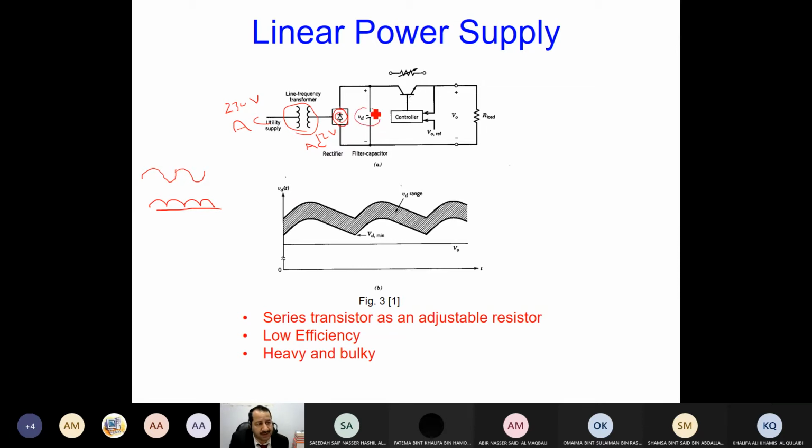Here we use a capacitor. Now let me ask this question to see if you remember what we discussed last year or you forgot. Do you remember, in 2019, first semester?